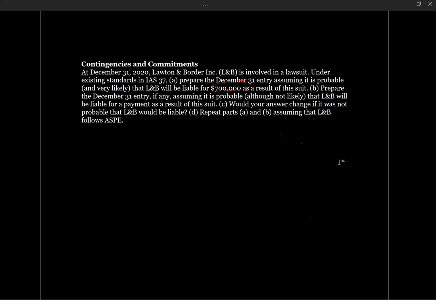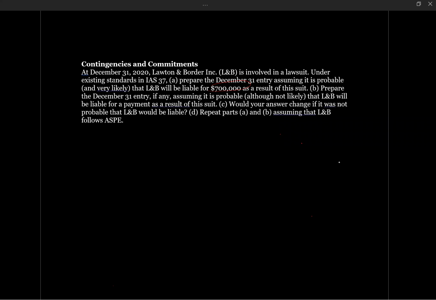Okay, let's take a look at a couple commitment and contingency questions. So at December 31st, Lawton and Border is involved in a lawsuit. Under existing standards in IAS 37, prepare the December entry assuming it is probable and very likely that L&B will be liable for $700,000. Prepare the December entry assuming it is probable although not likely, then L&B will be liable for a payment.